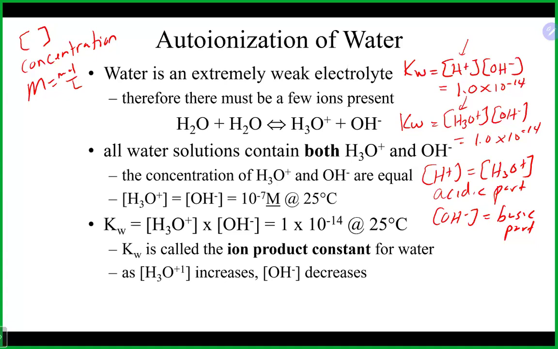And the relationship between those two is as one goes up, the other goes down. So the more H plus you have, the less OH minus you have in the solution, and vice versa. As the H plus concentration goes down, the OH minus concentration goes up. So one goes up, one goes down. And again, like I just mentioned, the relationship of how much H plus to OH minus you have in that solution will tell you if the solution is acidic, basic, or neutral.